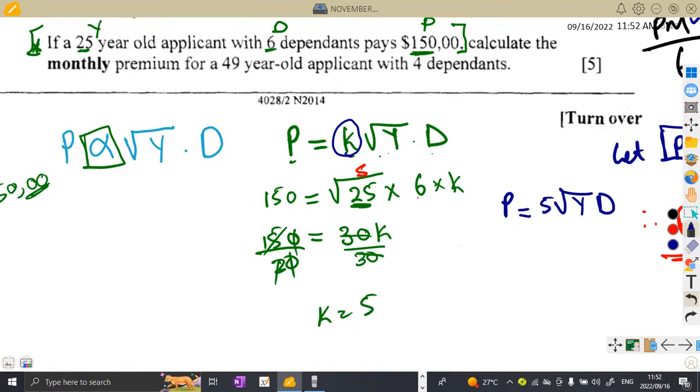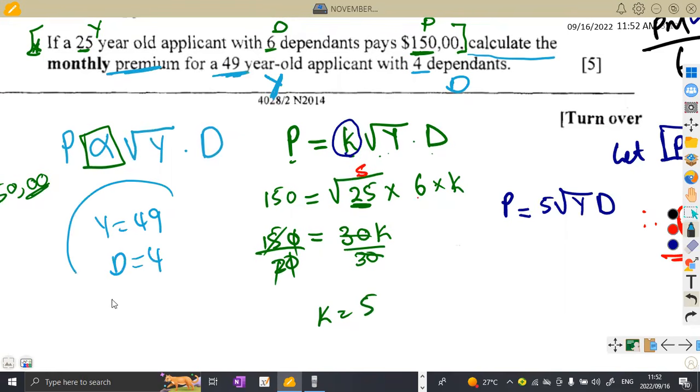So the question is asking us now to calculate the monthly premium for a 49-year applicant, which means the y, we're given the number of years, which is 49. With the 4 dependents, we are given d, which is the number of dependents. When y is equal to 49, and d is equal to 4, what is the value of p? That is what the question is simply saying. Because p is the premium, which is the amount in dollars. So what is going to be that premium?